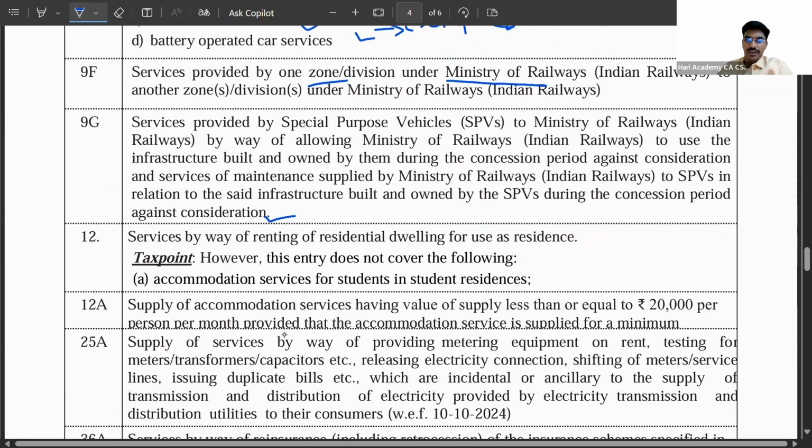Next is services by way of renting of residential dwelling for use as residence. This is being covered. Residential dwelling for use as a residence is exempt. But this does not cover hostel services. Hostel services are taxable.